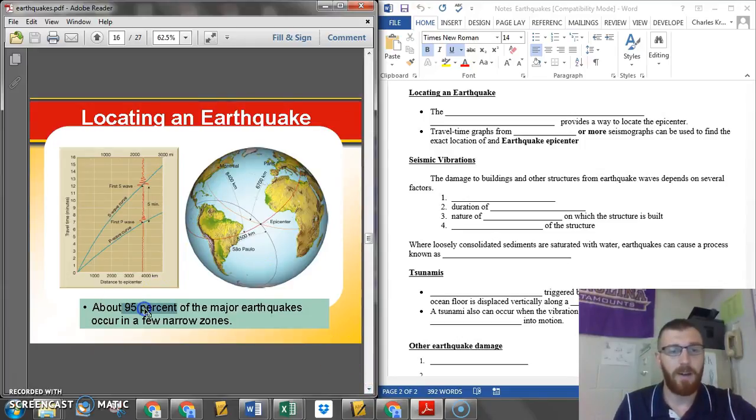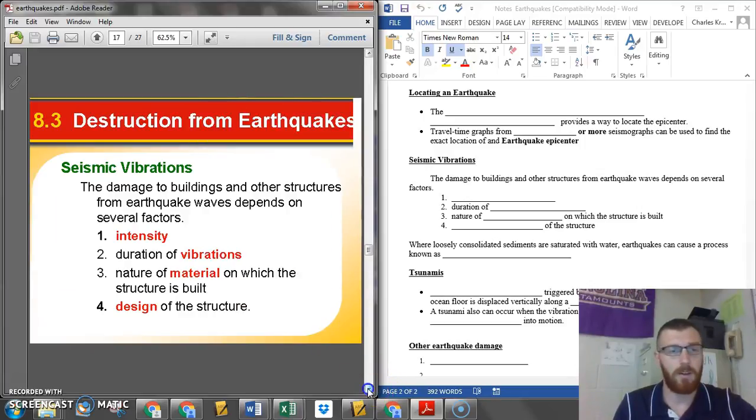Again, we have about 95% of the major earthquakes that occur only in a few narrow zones, usually around here, all the way around here. And there's a map that I'll show you in class that has the same idea about that.